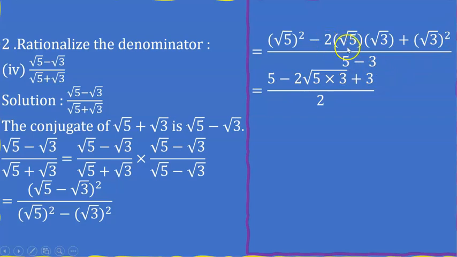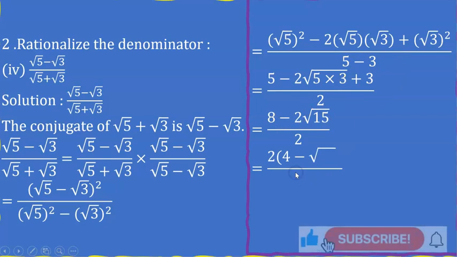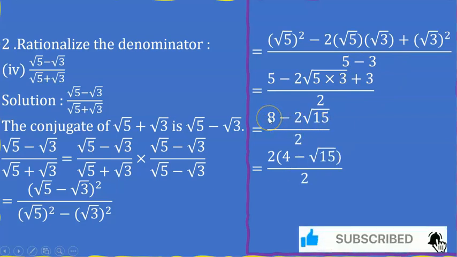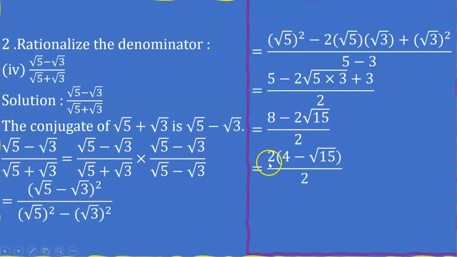Next, 2 into root 5 into root 3. That is 2 into root of 15. 5 plus 3 is 8. 5 minus 3, then you will get here 2. Next, you can take 2 as common from the numerator. Then in bracket you will get here 2 in bracket 4 minus root 15 upon 2. Now the 2s get cancelled, and hence you will get here 4 minus root 15. The denominator is rationalized. Okay, and the answer is 4 minus root 15.